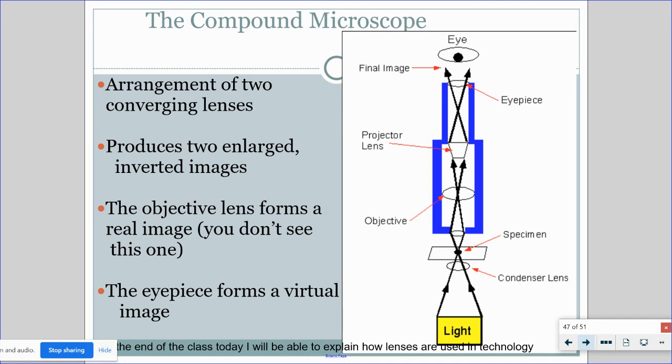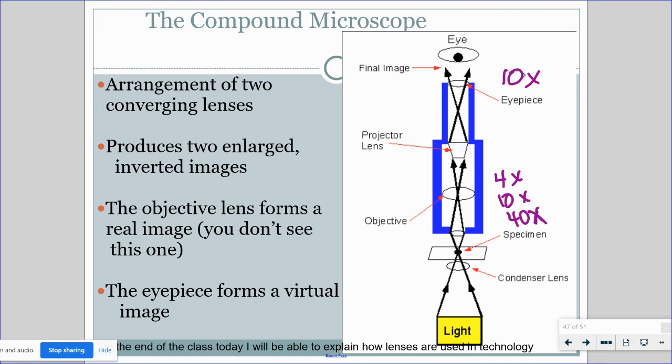The compound microscope that we use in high schools is basically an arrangement of 2 converging lenses. It's going to produce 2 enlarged inverted images. The objective lens forms a real image, but we don't see that one, and then the eyepiece up here forms a virtual image. So the light comes from a lamp, it goes through the slide, which contains a specimen, and then it goes through an objective lens, a projector lens, and an eyepiece. So usually the eyepiece is 10 times magnification, and the objectives we usually have 3. There's a 4 times, a 10 times, and a 40 times.